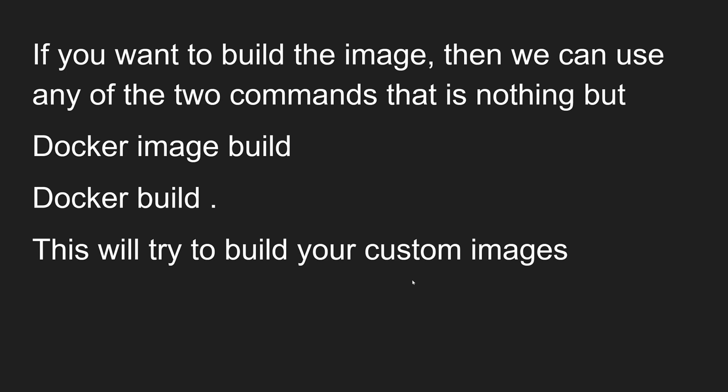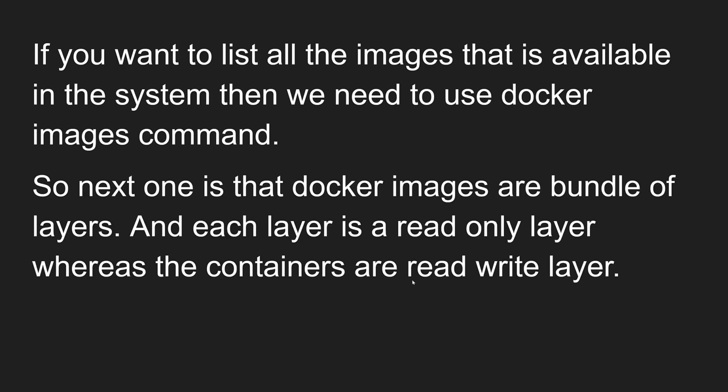If you want to build the image, then we can use either of two commands, docker image build or docker build. This will build your custom images. If you want to list all the images available in the system, then we need to use the docker images command. The next thing is that Docker images are a bundle of layers, and each layer is a read-only layer, whereas containers have a read-write layer. This is one thing you need to understand. Each image will have a bundle of layers.